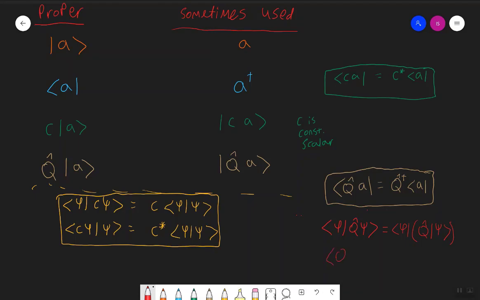Similarly, if we have q hat phi inner product with psi, what this is, is q hat dagger acting on the bra vector phi times the psi ket vector. In fact, you have to do this part first. You can't take it out of the inner product. This is not equal to q hat dagger phi psi. You can't have this operator acting on the inner product. You've got to have the operator act on phi, and then it acts on psi.